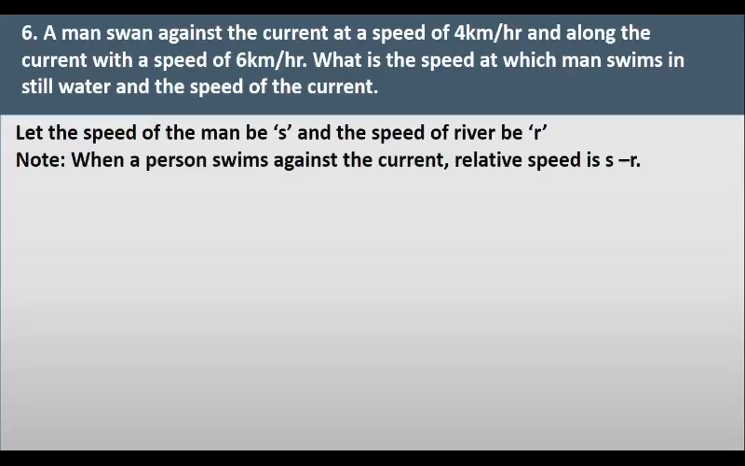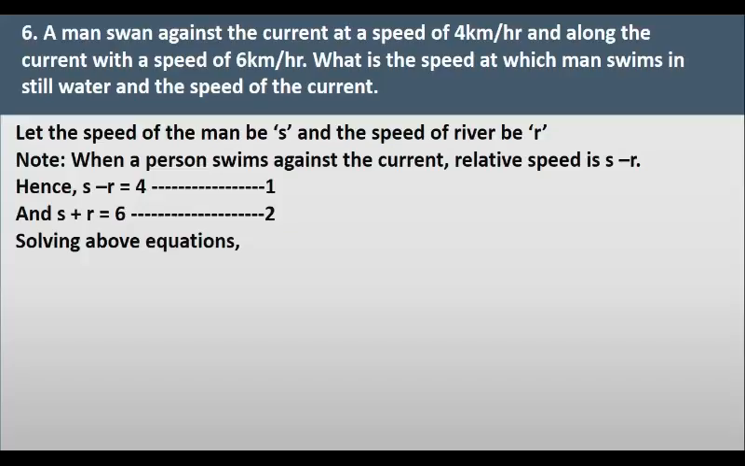We know that when the person is swimming against the current, his relative speed is calculated by subtracting the speed of the current from the speed of the man in still water, and when the man is swimming along the current, the relative speed is calculated by adding the speed of the man in still water and the speed of the current. Thus, taking the upstream case, we get S minus R equal to 4 because it is given in the problem that the man swam against the current at 4 kilometers per hour. Using the similar concept for downstream, we get S plus R equal to 6.